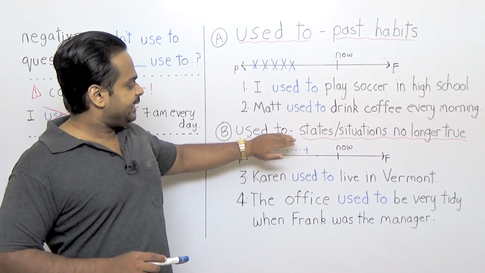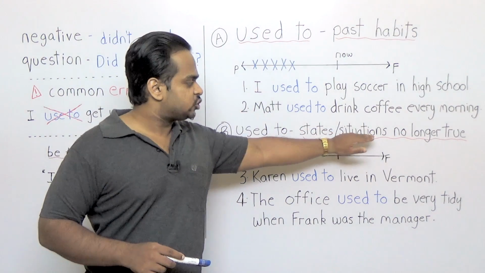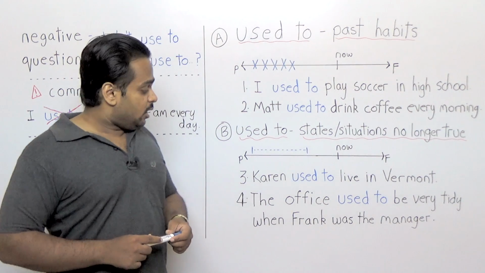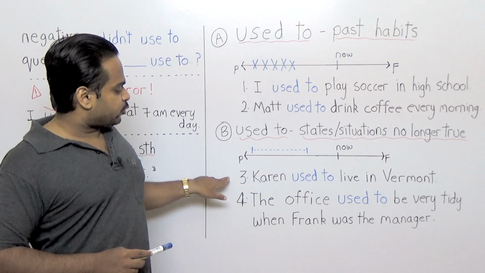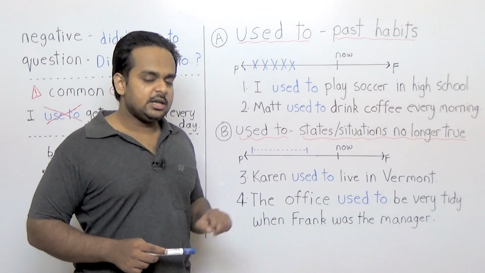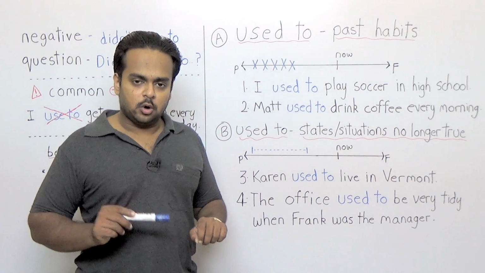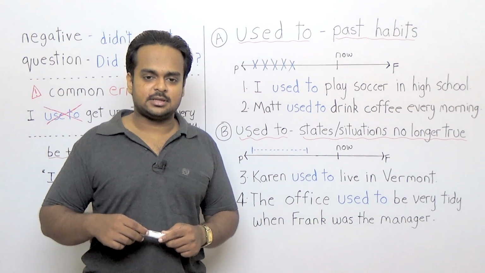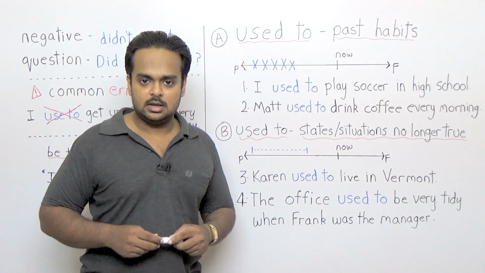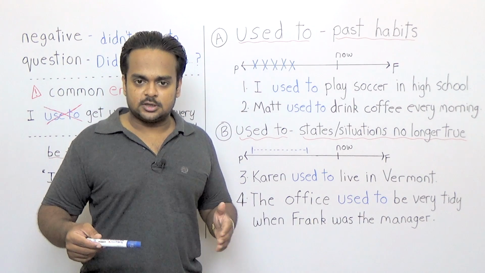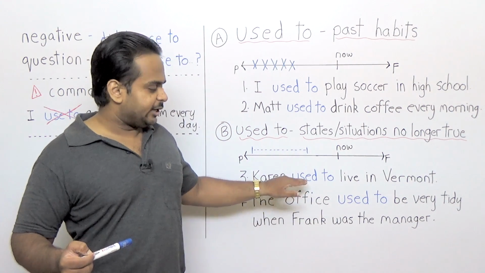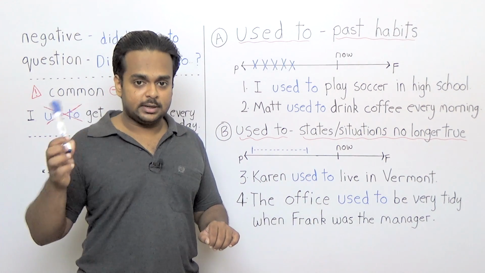The second is to talk about states or situations that are no longer true. What do I mean by that? Well, have a look at sentence number 3. Karen used to live in Vermont. Notice that living is not really a habit because it's not something that we do repeatedly. It's simply a state of being, or a situation. And this is a situation that was true in the past.